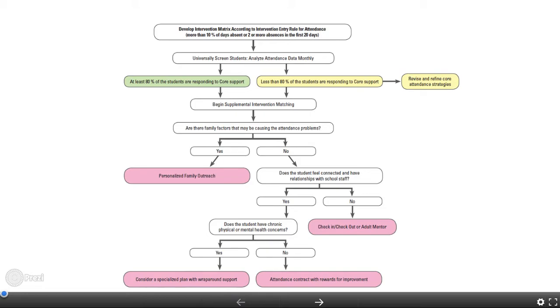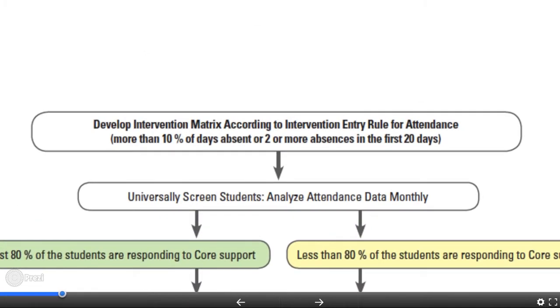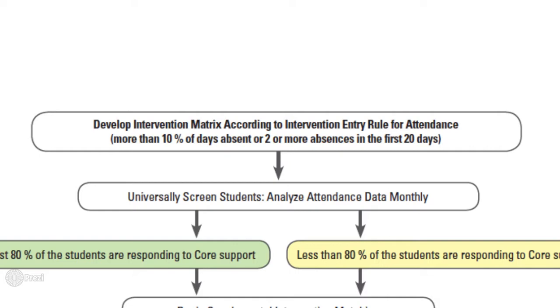So the first thing we'll take a look at is something we're really familiar with, which is just you as a district or school developing an intervention matrix around intervention for attendance. The guidance here is pretty standard, so we want to look for and identify students who have missed more than 10% of school days, the cumulative days in the year, or more than 2 absences in the first 20 days. So you can use the Universal Screening System tool that's linked below this document, that Excel spreadsheet, to help with that, or you may have another system to identify students here.